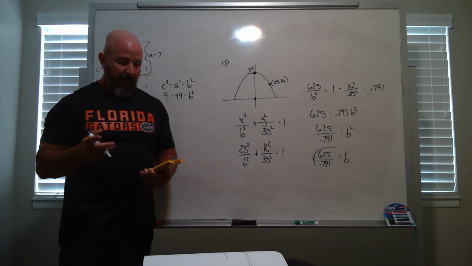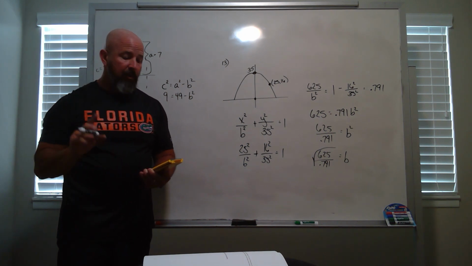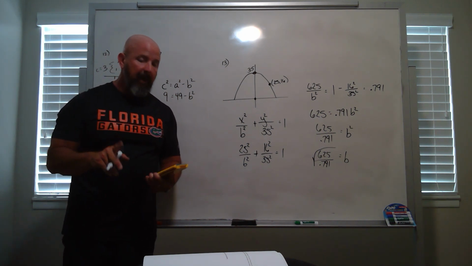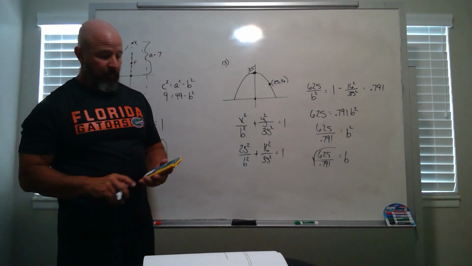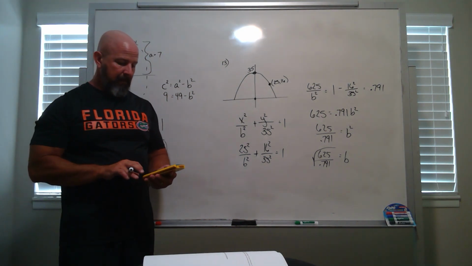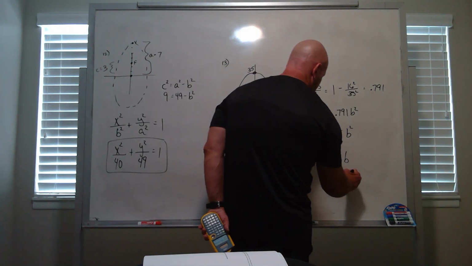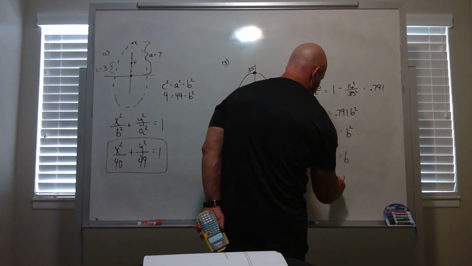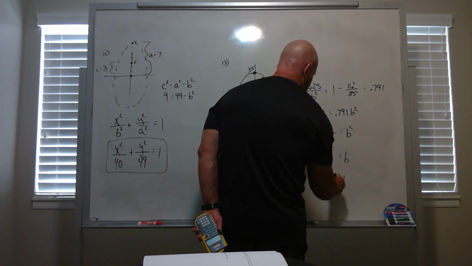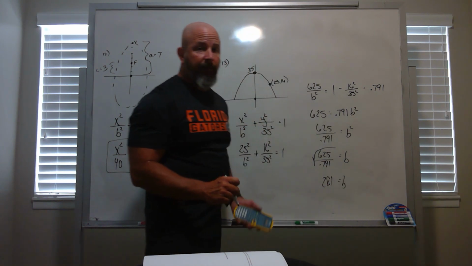And so I got 790.139 before I take the square root. If I take the square root of that, I'm getting 28.1. So b is 28.1, and it'd be 28.1 feet.